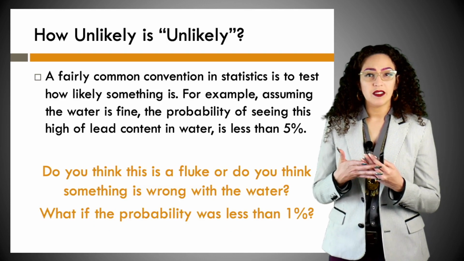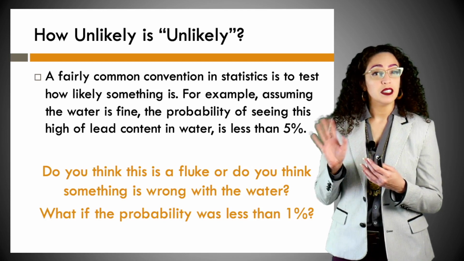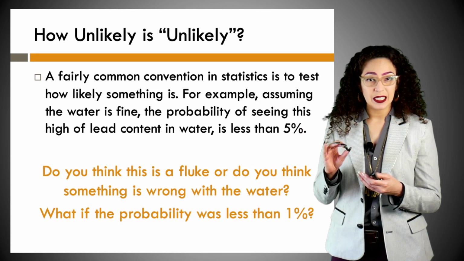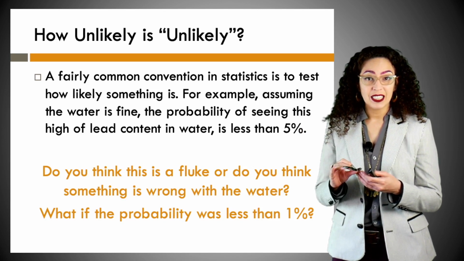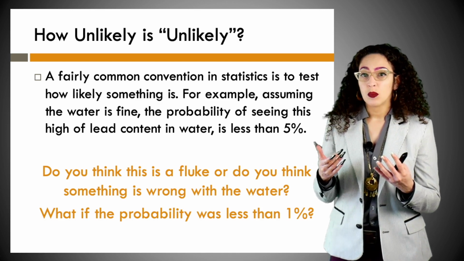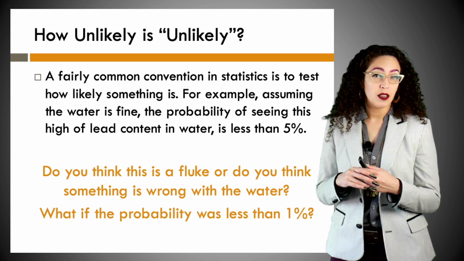A fairly common convention in statistics is to test how likely something is. For example, assuming that the water is fine in Flint, Michigan, and the probability of seeing this high of lead content in the water is less than 5%, do you think that there is something wrong with the water, or do you think it's just a fluke? What if instead the probability was less than 1%? Do you think there's something going on?